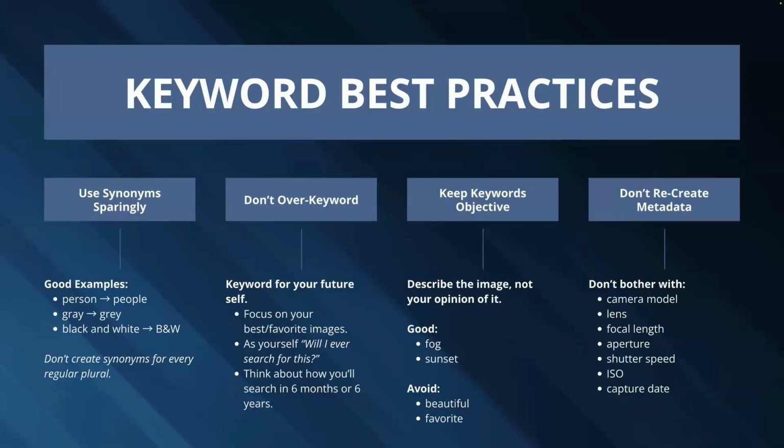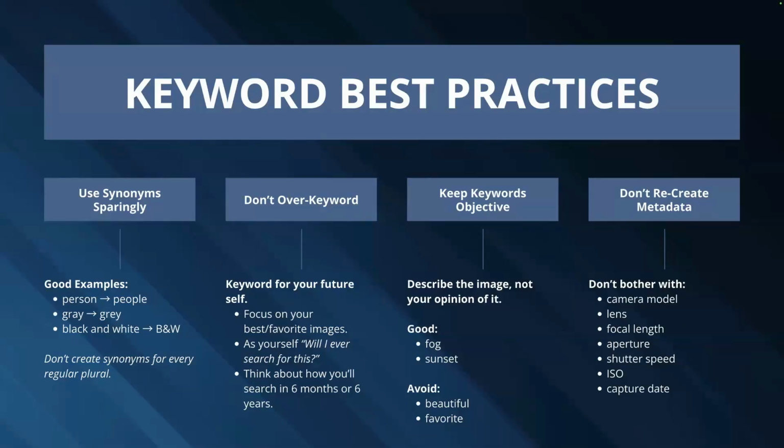Because when you search for bird versus birds, if you just type in bird and birds is the keyword, birds will come up, right? But if you search person and it's looking for those exact letters, it's not going to find the people keyword. So that's a good example of when you might want to add a synonym. Don't create synonyms for every regular plural though.